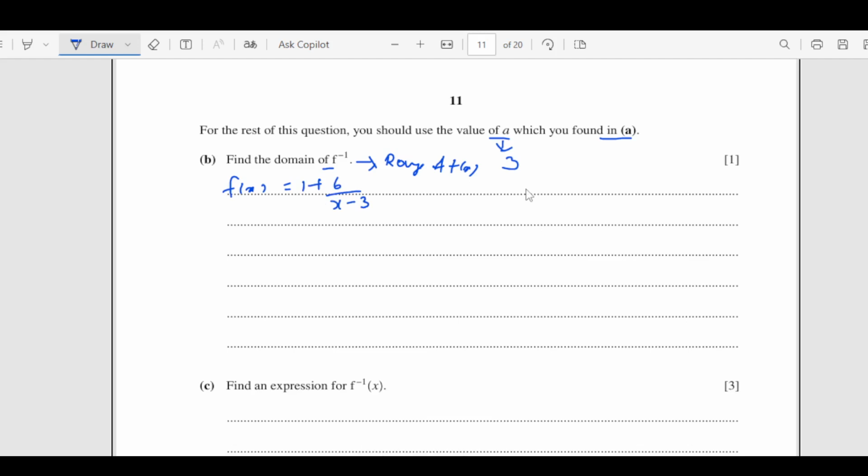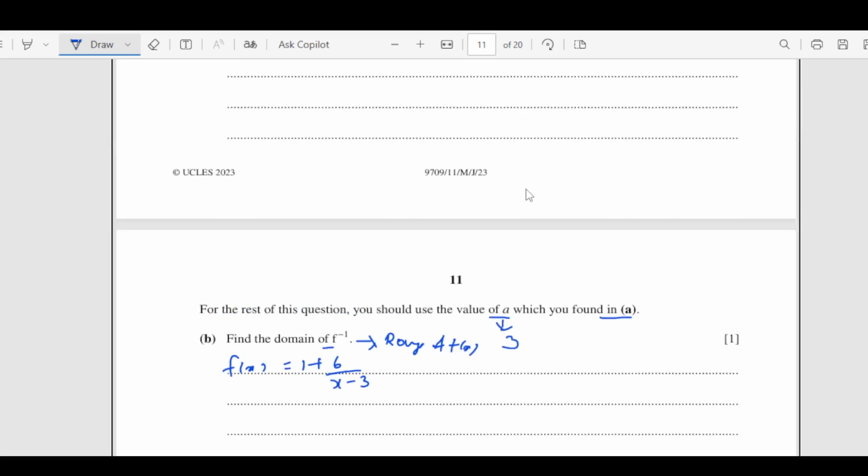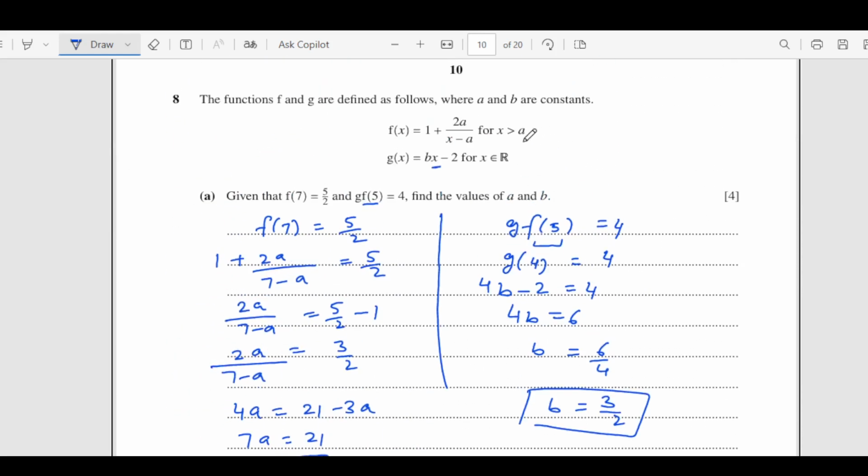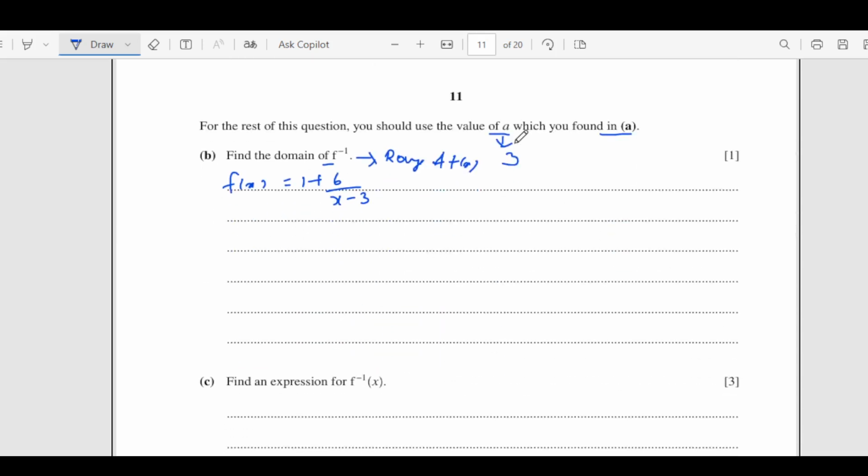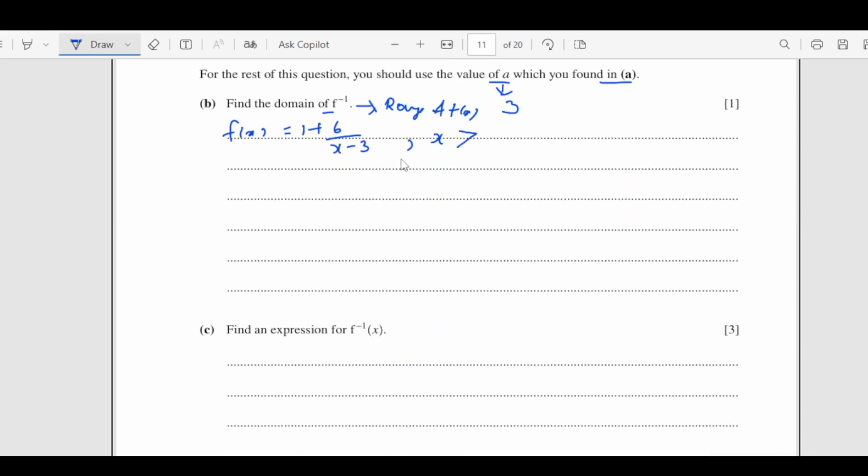Now we have all the values of a. We are given that x is greater than a, and a is 3, so that means our x should be greater than 3, right? For greater than 3 it can be 4. Let's try with 4. f(4) is 1 plus 6 over 4 minus 3, which is 1, so that is 7. And let's say f(5) is 1 plus 6 over 5 minus 3, which is 2, so that is 3, so it is going to be 4. And f(6) is 1 plus 6 over 6 minus 3, that is 1 plus 2, it is going to be 3.